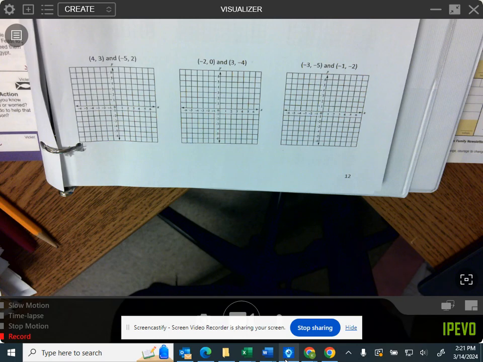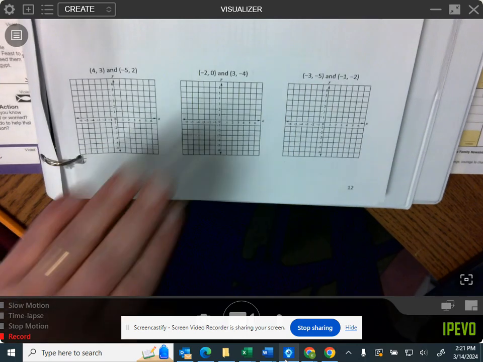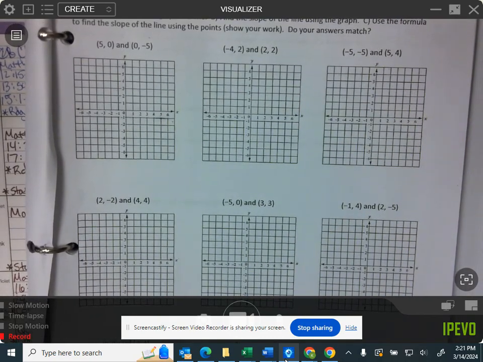So you're going to do these last two on your own, and the second page is more of the same. So on that second page, we just have 9 problems of doing the exact same thing.